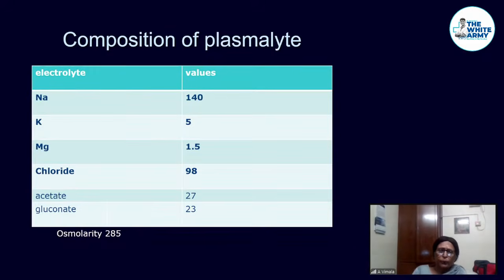So to use for a routine, many studies have shown that balanced salt solutions have no superiority over conventional crystalloids, considering the expense involved. So most of the centers still prefer using crystalloids.